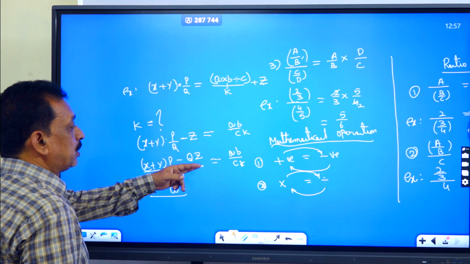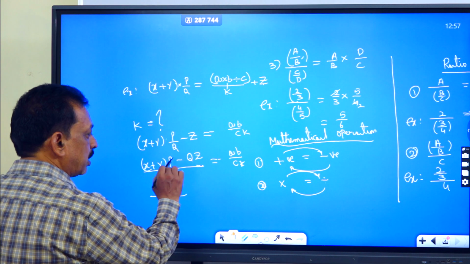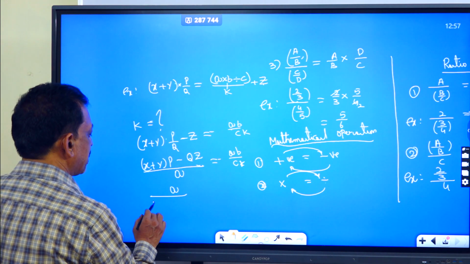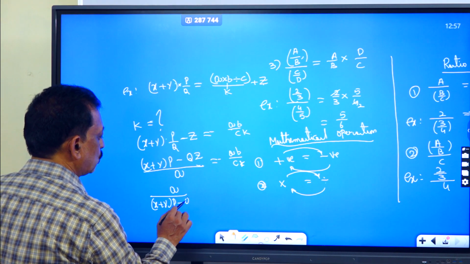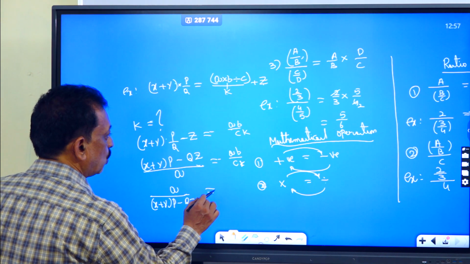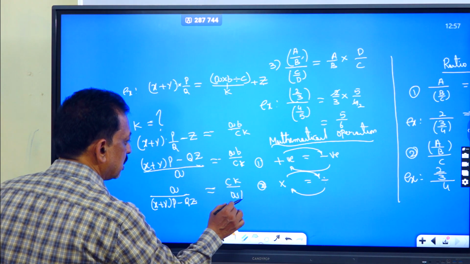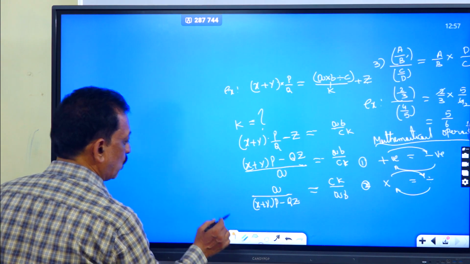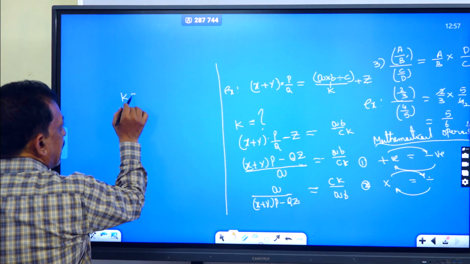When you take, the numerator will be single, complete. Either in the numerator, the expression is single, whatever this is. So it is the expression you got. Now, x plus y into p minus qz is equal to ck by ab. Ck by ab, and therefore k is equal to, direct now we got it. Actually, k is equal to. So what is the k?